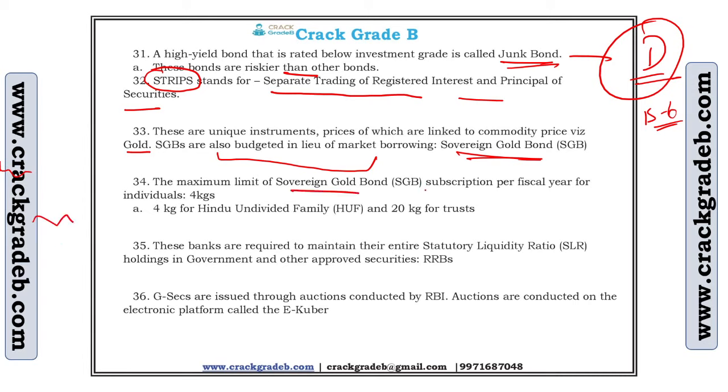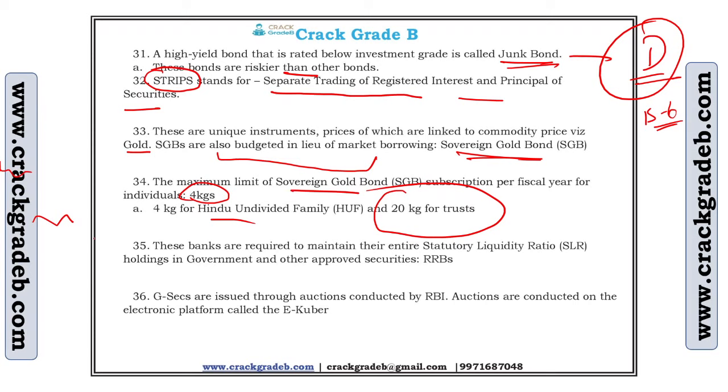Okay, then number 34, the maximum limit of sovereign gold bond subscription per fiscal year for an individual is 4 kg, and for Hindu undivided family it's 4 kg, and 20 kg for trust. Right? So the maximum amount of money you can put in sovereign gold bond in a particular year is 4 kg. इसका मतलब तुम 4 kg सोना खरीद सकते हो. This is what it means by the way of sovereign gold bond.